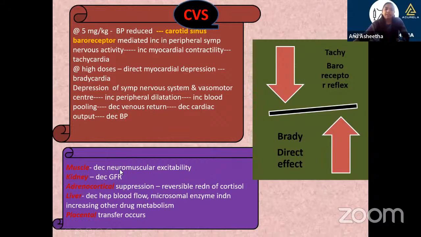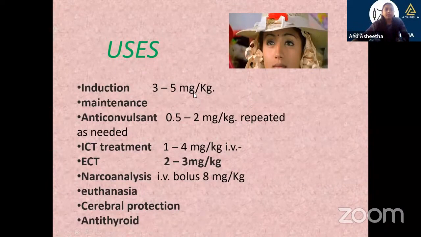In muscle, this reduces neuromuscular excitability. In the kidney, they decrease GFR. This is mainly due to the high protein binding. Now, adrenocortical suppression is also seen, but it is always reversible. Now, in the liver, it has decreased hepatic blood flow and microsomal enzyme metabolism. Hence, other drug interactions can result. Placental transfer occurs.